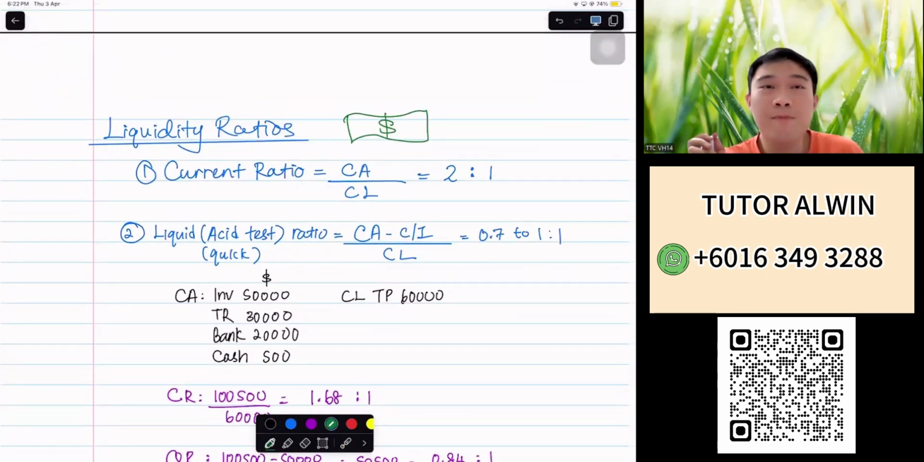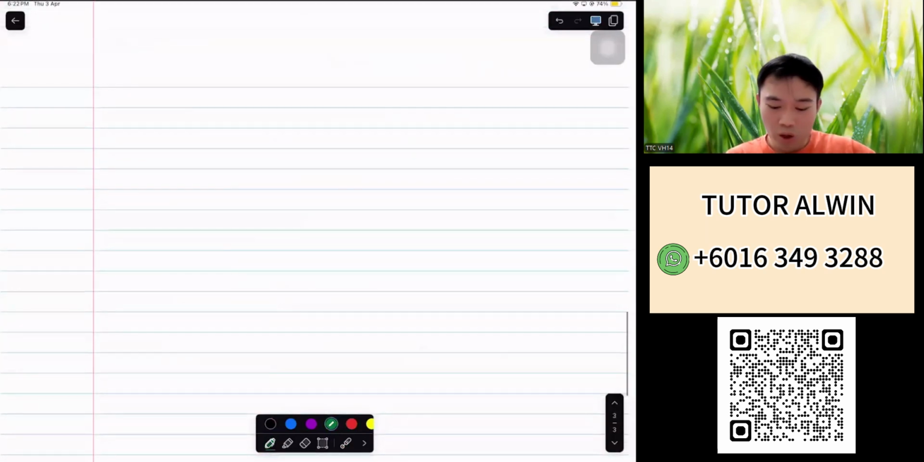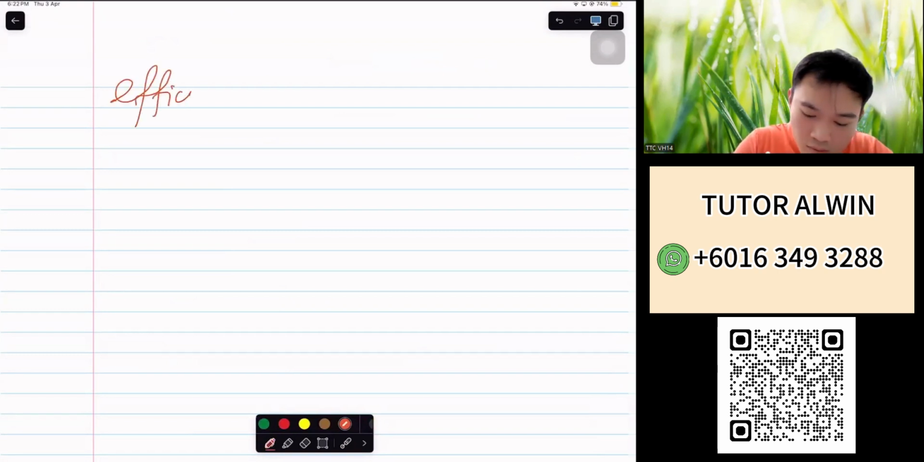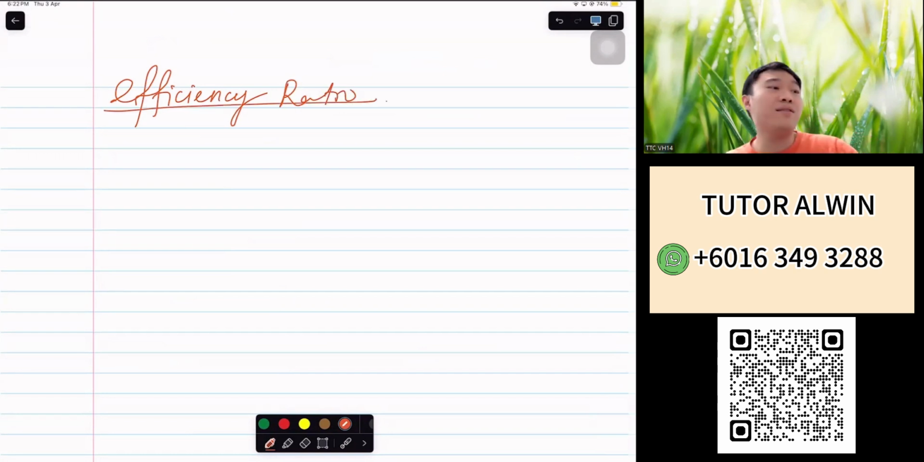And the last one, we will talk about efficiency. How efficient are you in dealing with people? Efficiency ratio. Okay, so one of them is the rate of inventory turnover.